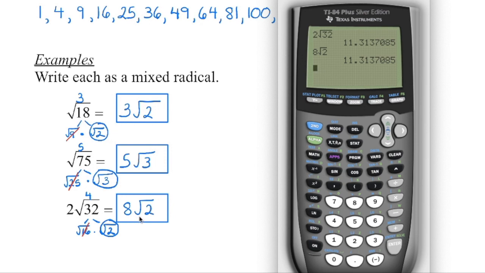However, you have to be careful. If there's any removable factor within that radicand, it's equivalent, but it may not necessarily be simplified. So don't just check the decimal. Make sure that you simplify first. Make sure you don't have any perfect squares left in a square root, and then you are simplified.